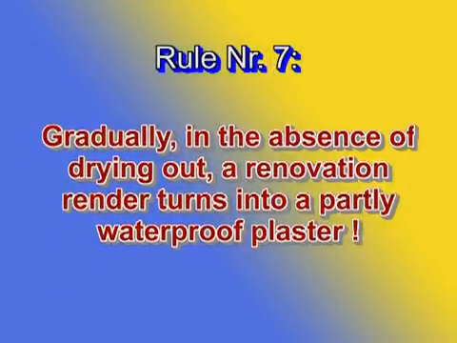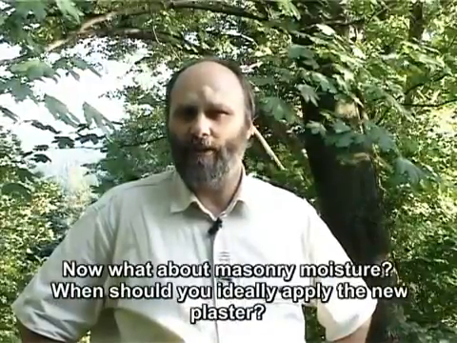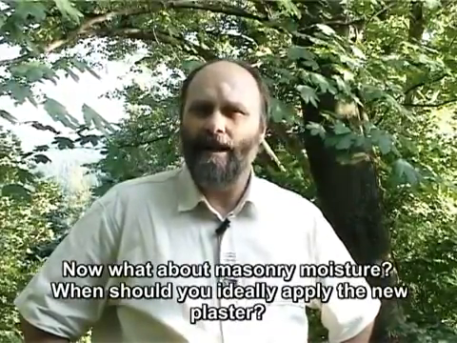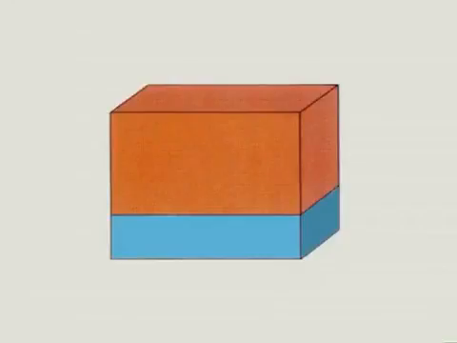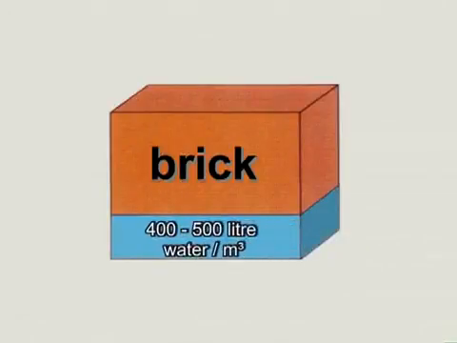Rule number 7. Gradually, in the absence of drying out, a renovation render turns into a partly waterproof plaster. Now, what about masonry moisture? When should you ideally apply the new plaster? How long does it take for masonry to be dried out? Did you know that very moist masonry can absorb 400 to 500 litres of water per cubic metre?